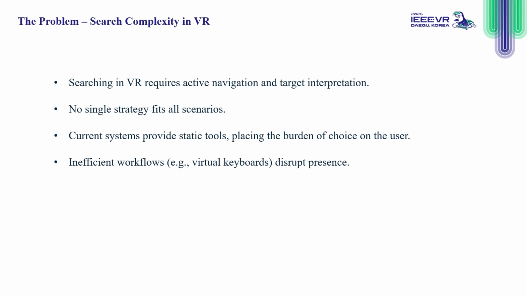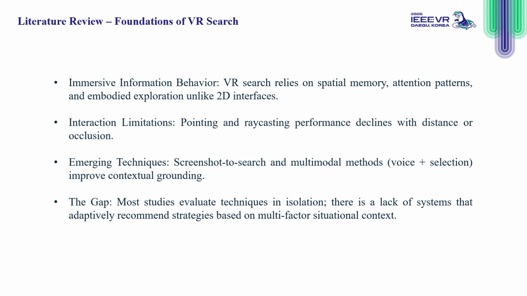Unlike desktop search, VR requires us to navigate and locate targets in 3D space. While we have techniques like raycasting or voice commands, their effectiveness depends heavily on the context, like how far an object is or how cluttered the room is. Currently, users have to guess which tool is best, which often leads to frustration and a loss of immersion.